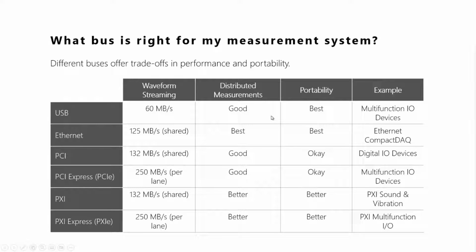Of course, right now the best solution is Ethernet because you can use it for high waveform streaming up to 125 megabytes per second, and then it's also best for distributed measurements because usually factories would have Ethernet connectivity or network across the plant, as well as portability.